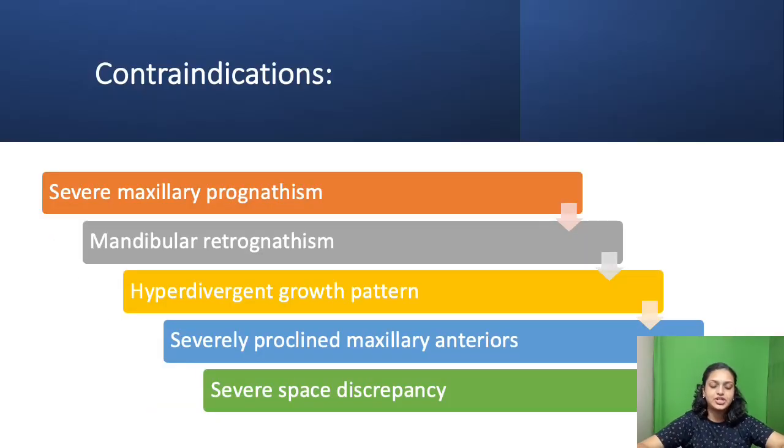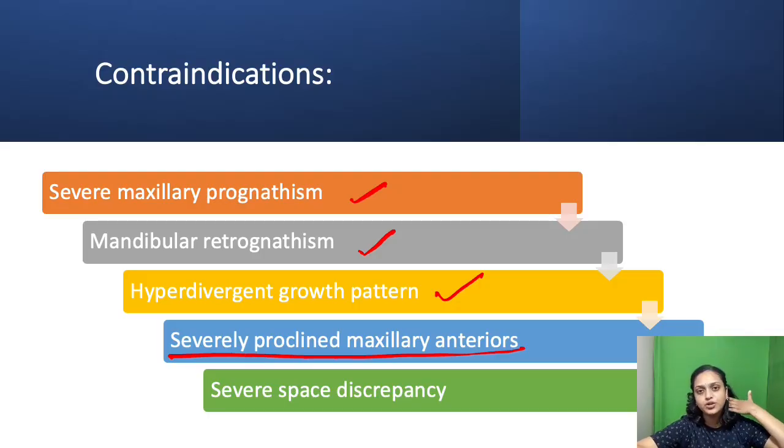Next, what are the contraindications? Like I said, mandibular retrognathism, any skeletal class 2 malocclusion, distalization is contraindicated because it does not give any skeletal effect, it is only a dental effect. Hyperdivergent growth pattern, like I said, it opens the wedge. It increases the facial height as well as the plane angle. So patients with normal to hypodivergent growth pattern, we do distalization, and we do not do it in severely proclined maxillary anteriors. When you are going to distalize the molars, the reciprocal effect or the anchor loss happens in the form of proclination of the anterior teeth.